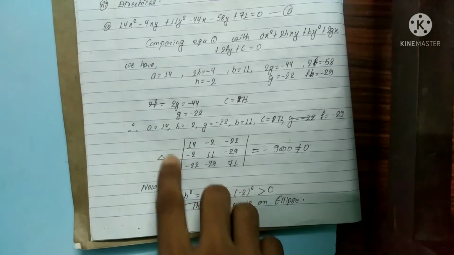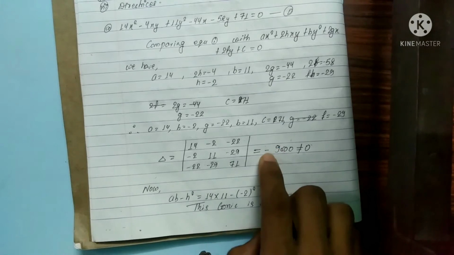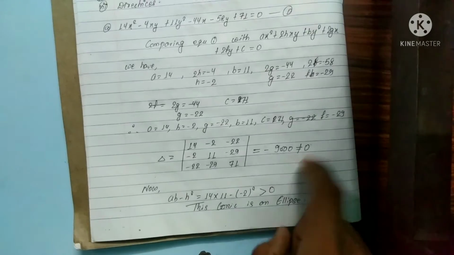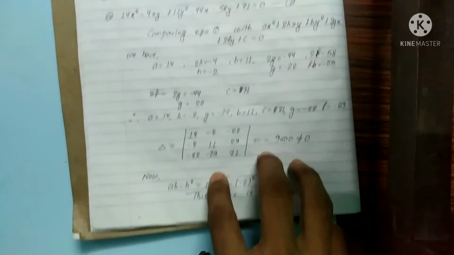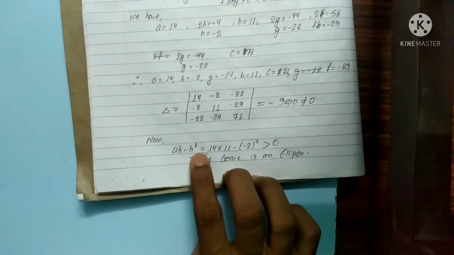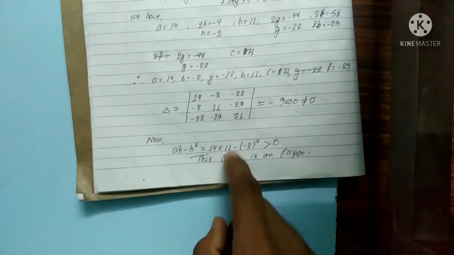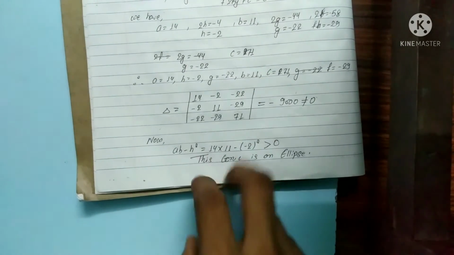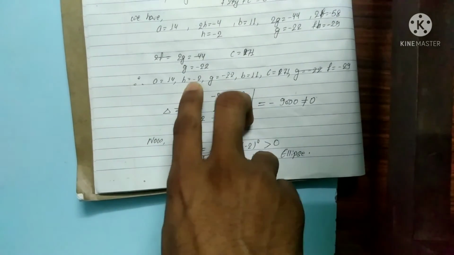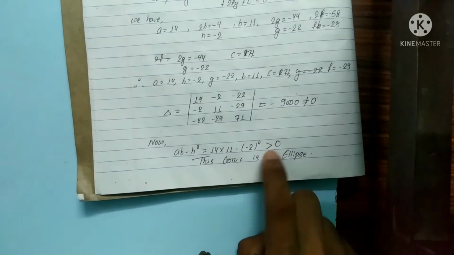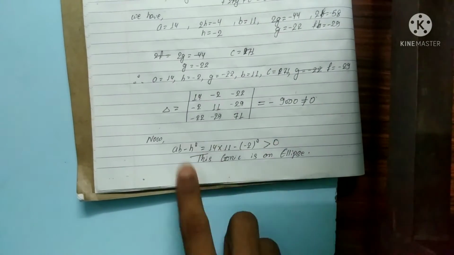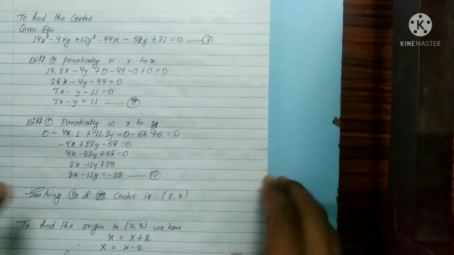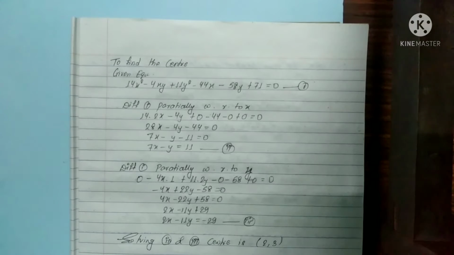Then the determinant of the matrix, which we have found to be minus 9,000, is not equal to 0. Now we go to the formula ab minus h squared. Now we write the values: a is 14, b is equal to 11, and h is minus 2. Now we found that this is greater than 0, so it represents an ellipse. Now go to the next part and find the center.